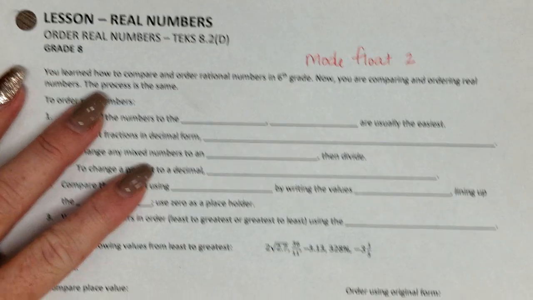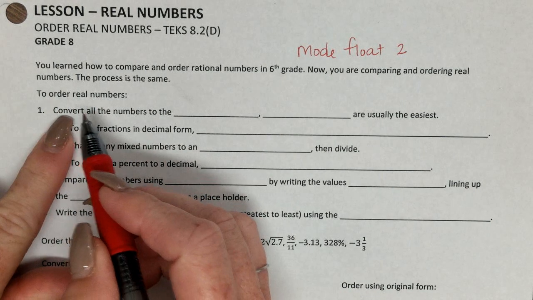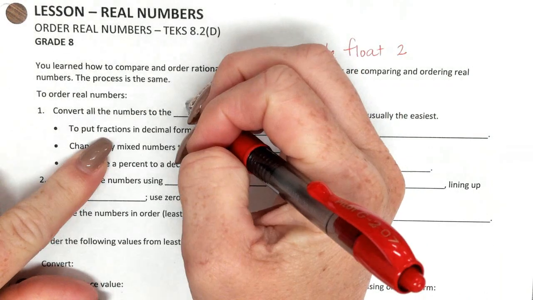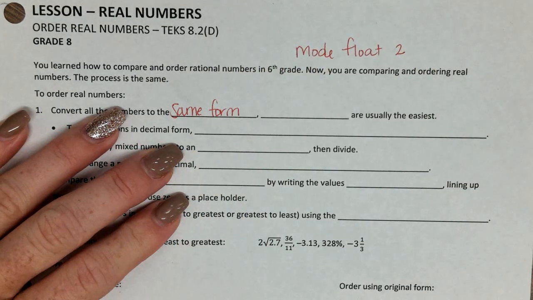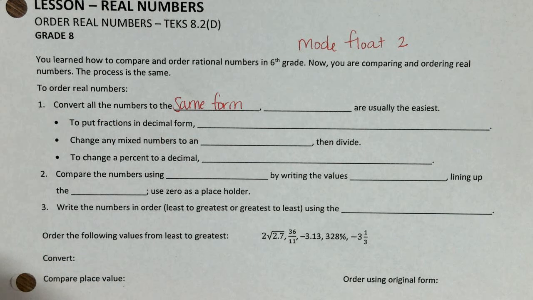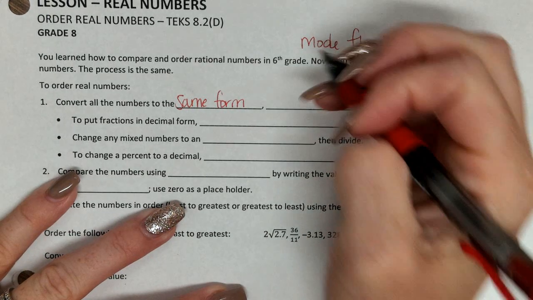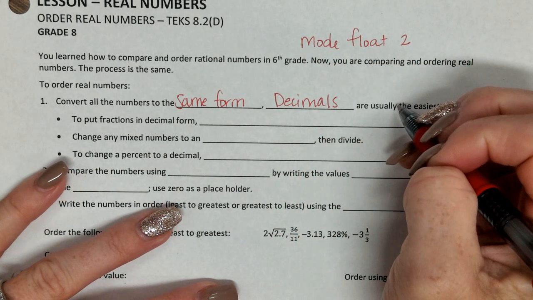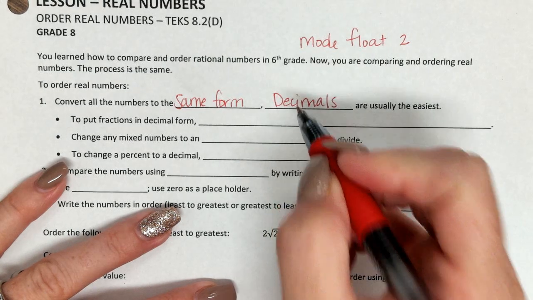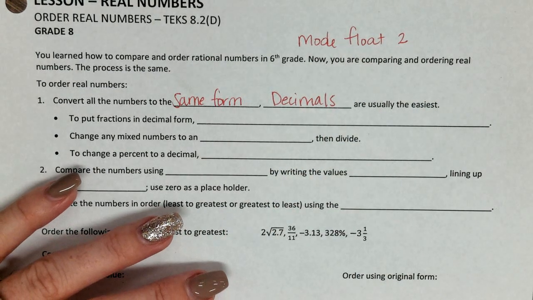All right, let's read what this says to do. It says to order numbers, convert all the numbers to the same form. So, for example, if they give you fractions, that's not going to work. Y'all don't like fractions. Percents, that's not going to work. Square roots, it's not going to work. What do we like to see them as? We like decimals. It says decimals are usually the easiest, and we like the decimals to look like money. And that's why we choose mode float 2 to make it look like money.